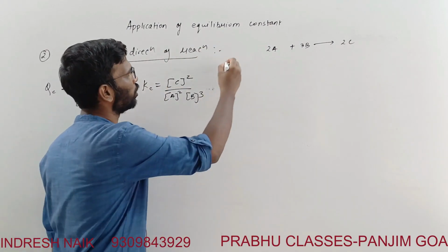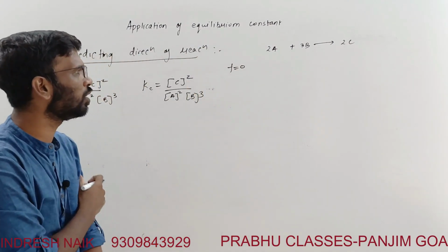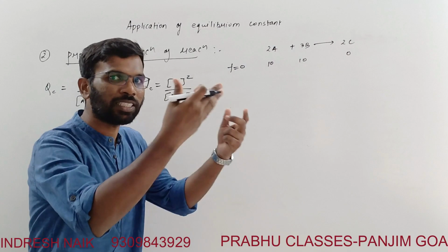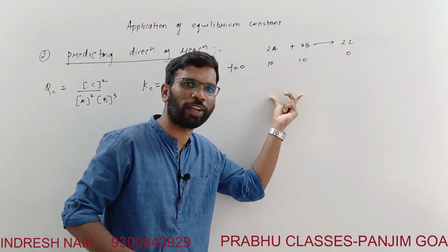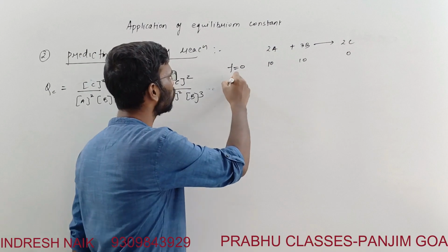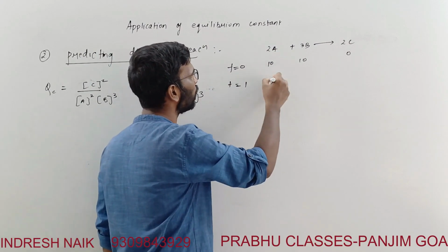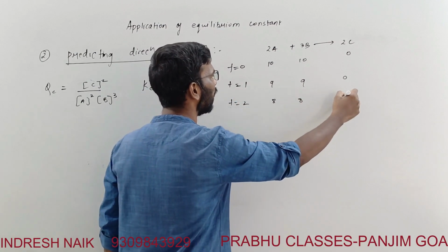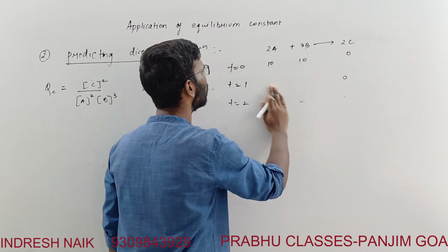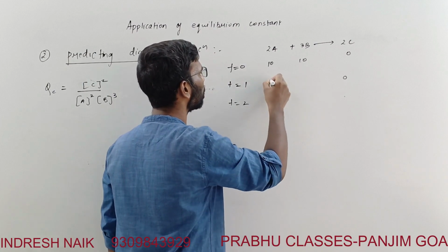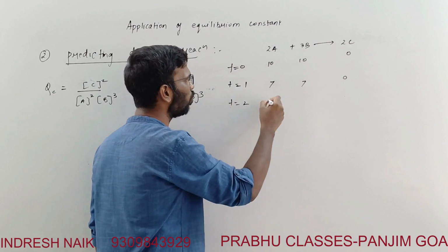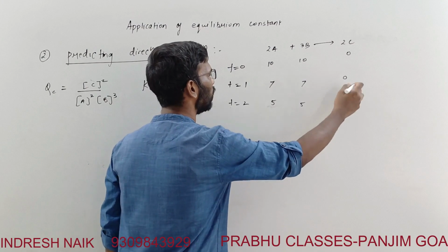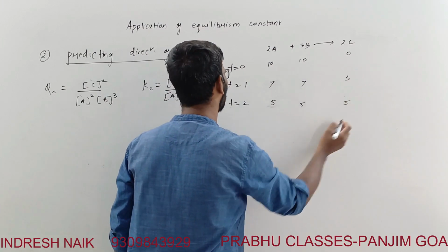Let's say initial concentration at time t equal to 0 is, let's say, 10 and 10 and 0. As time proceeds, what is going to happen to the concentration of reactant? It is going to fall. Let's say t is equal to 1 minute: this is becoming 9, 9 and 0. At t equal to 2 minutes, this is becoming 8, 8 and then 0. Then it is becoming 5, 5 and 3.